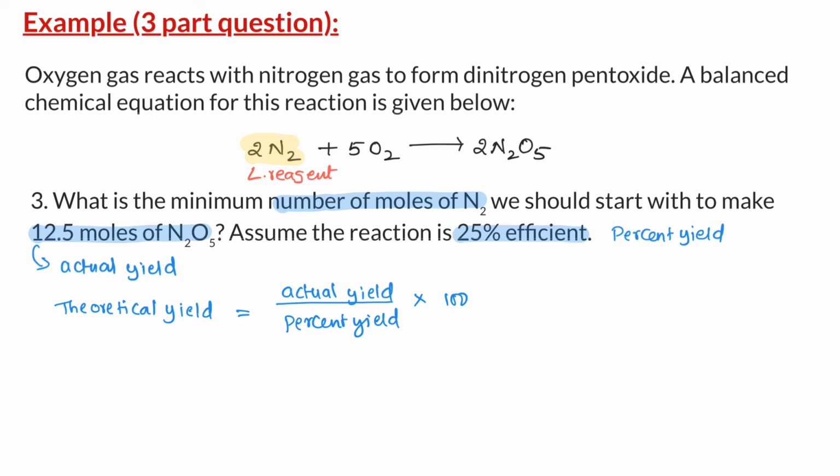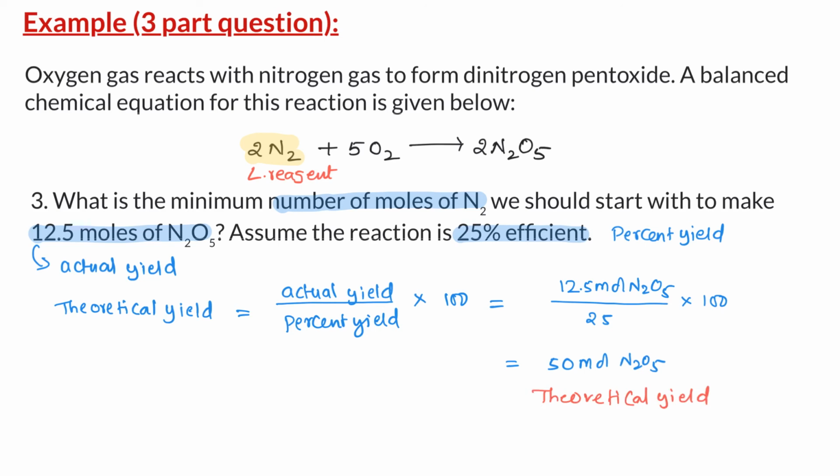If we plug in the numbers, we get 12.5 moles of N2O5, which is actual yield, divided by percent yield, which is 25 times 100. If we do the math, we end up getting 50 moles of N2O5. This is the theoretical yield of N2O5, and using which we can actually calculate the number of moles of N2 required.